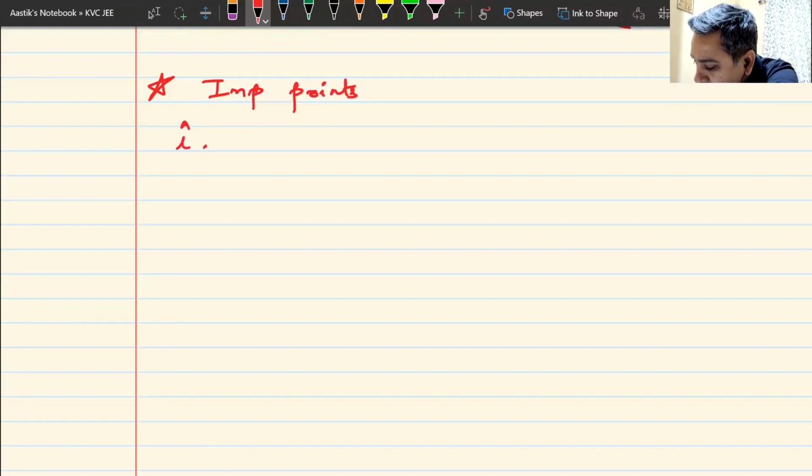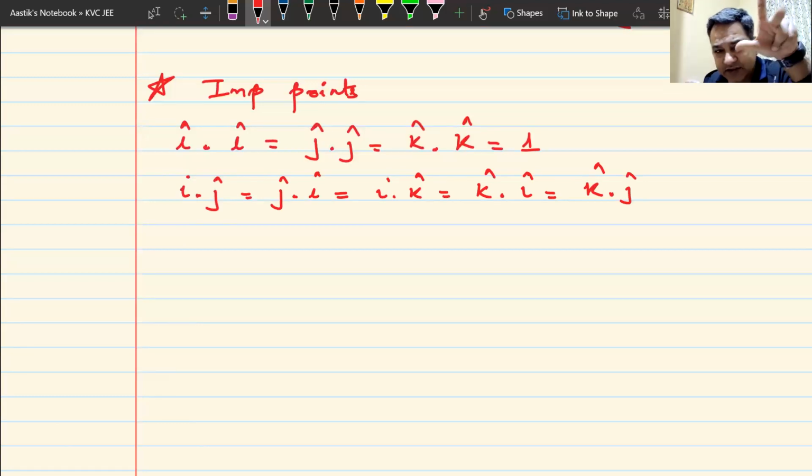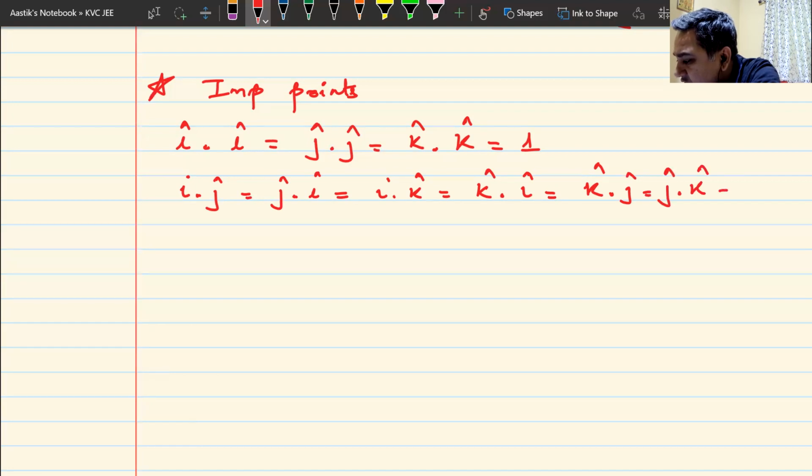Do you remember I dot I will be equal to J dot J will be equal to K dot K, and this will be equal to 1. I dot J is equal to J dot I is equal to I dot K is equal to K dot I is equal to K dot J. This is I, this is J, and this is K. All these are mutually perpendicular to each other. I hope you understand what I'm writing. J and K are perpendicular to each other. J and I are perpendicular to each other. I and K are perpendicular to each other. So in all these cases, their dot product will be 0.